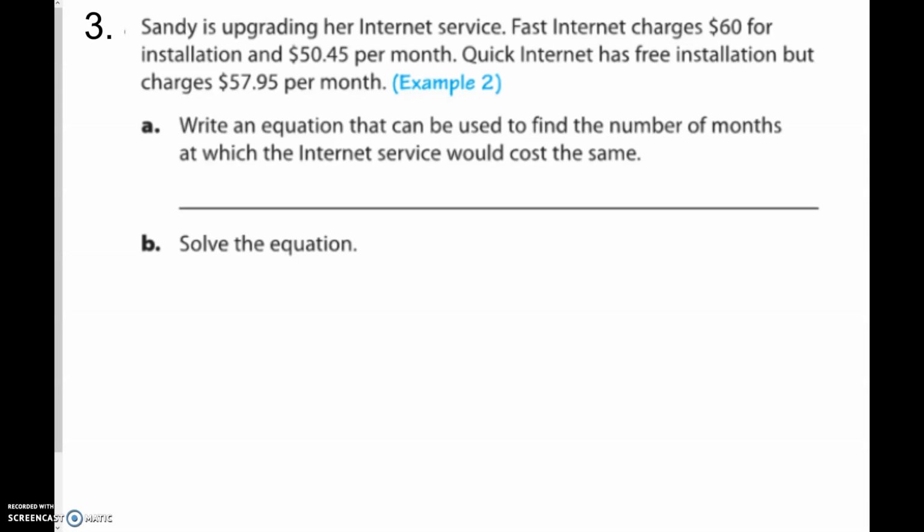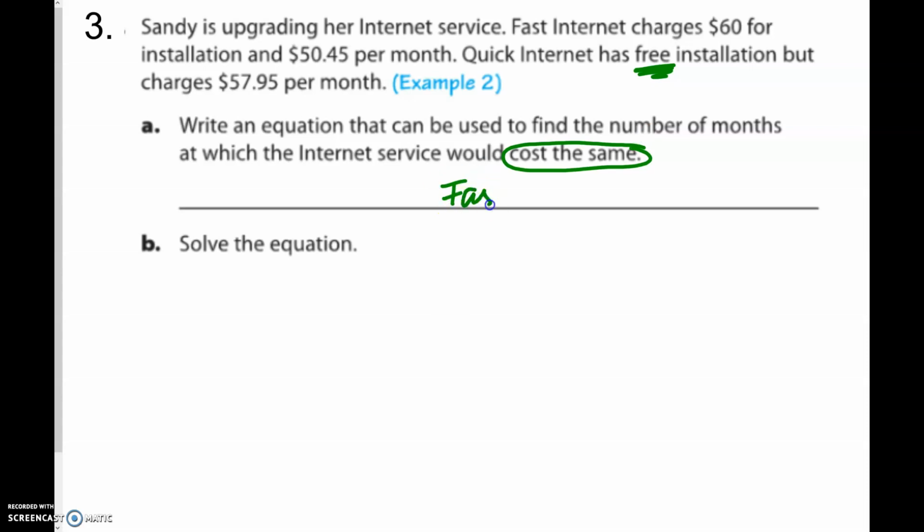All right, Sandy is upgrading her internet service. Fast internet charges $60 for installation and then $50.45 per month. Quick internet has free installation, so no fee, but charges $57.95 a month. Write an equation that can be used to find the number of months at which the internet service would cost the same. So basically wants to know, when are they going to be equal?